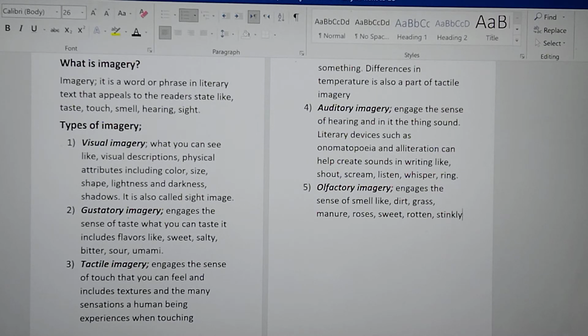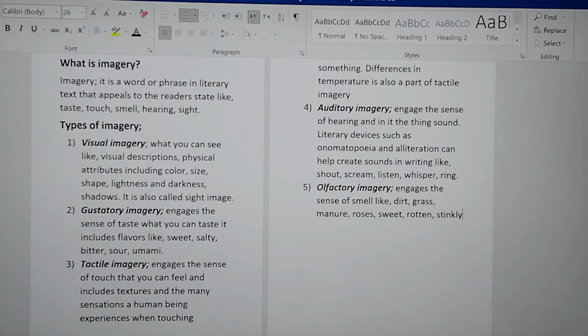What you can see, like visual descriptions, physical attributes including color, size, shape, lightness and darkness, shadows. It is also called sight image. It relates with our sight. Examples are size, shape, lightness and darkness, shadows. So these all relate with our eyes, with our sight.